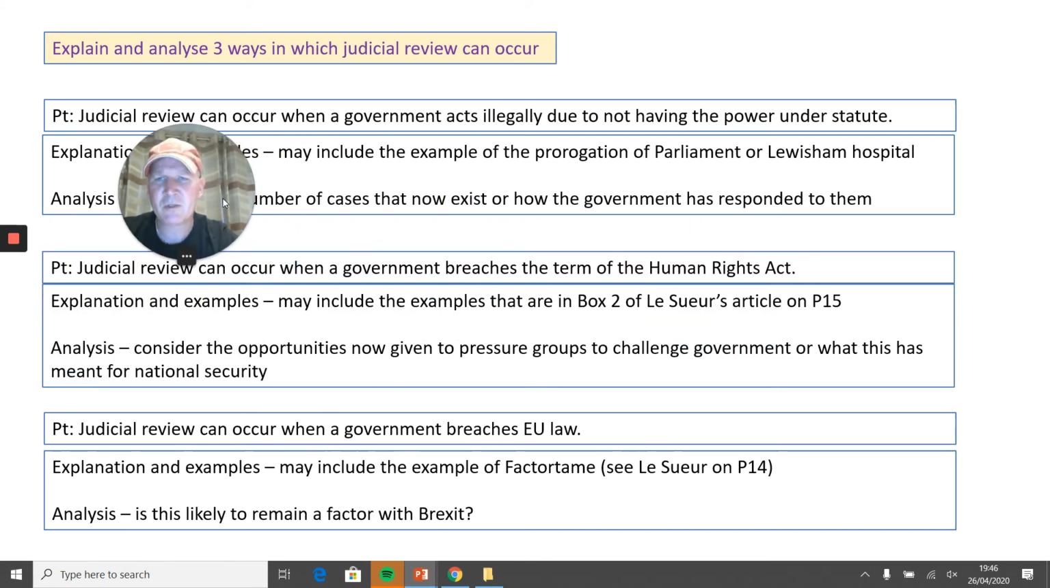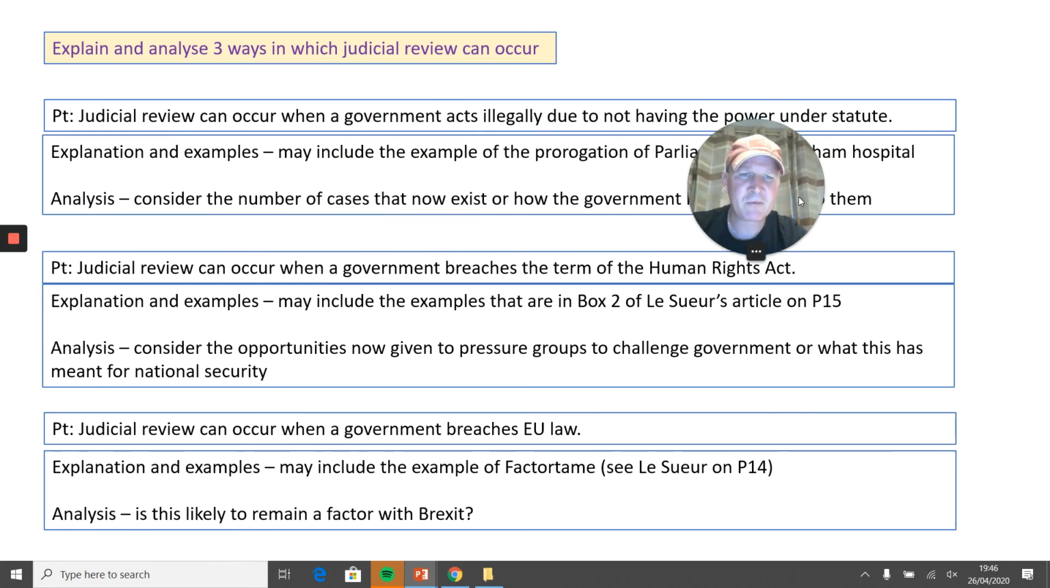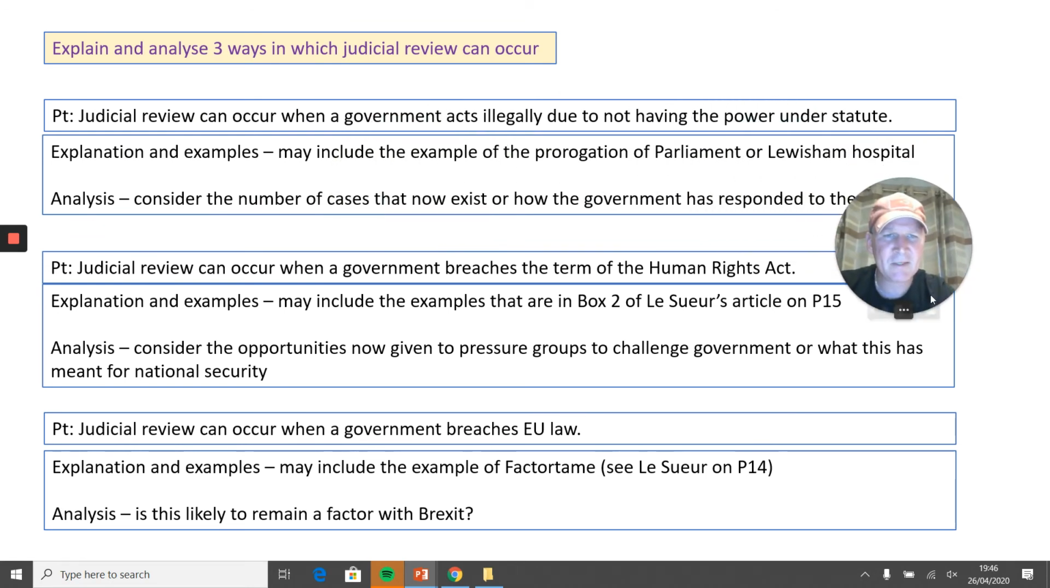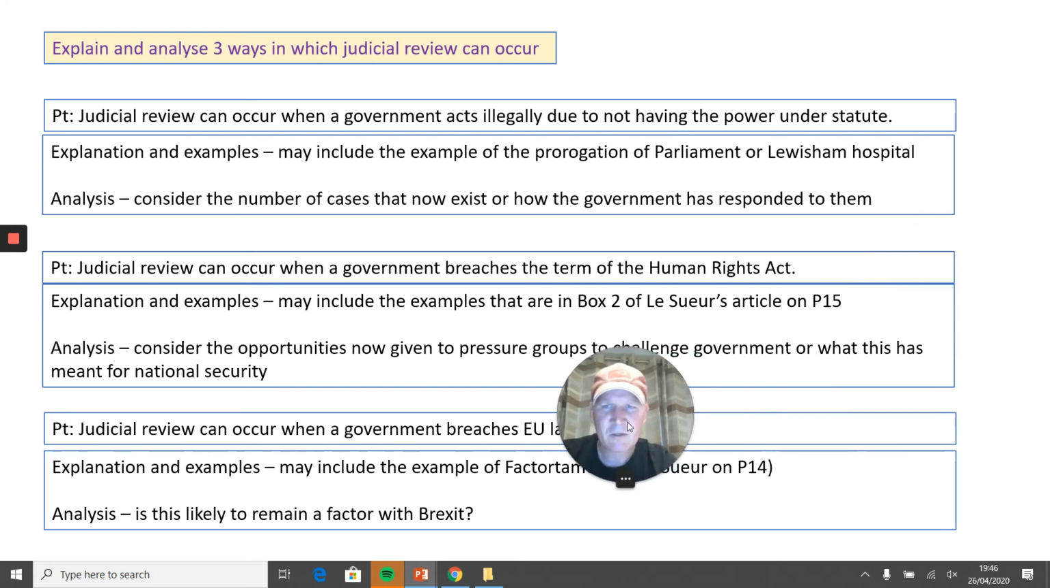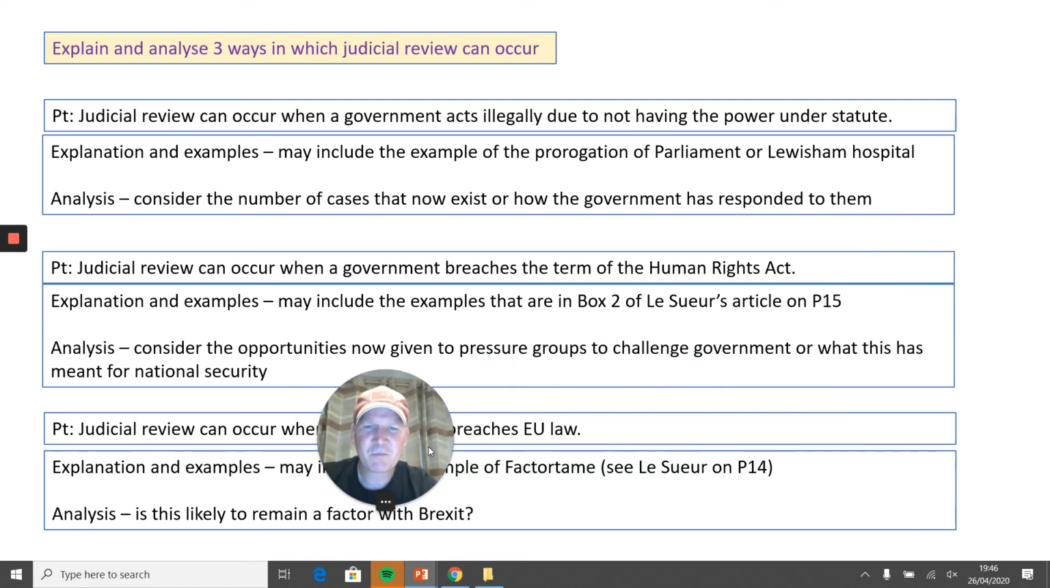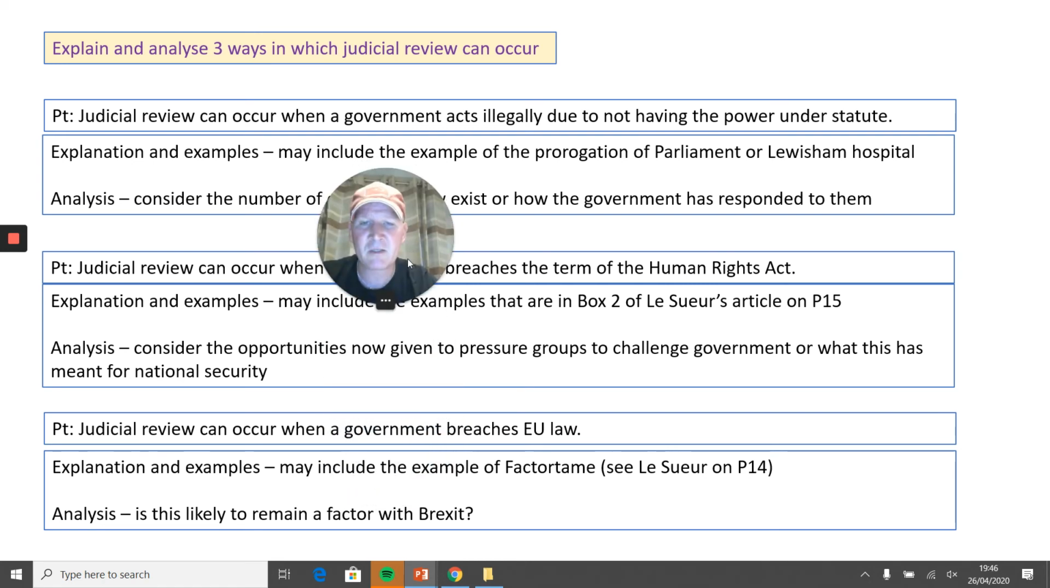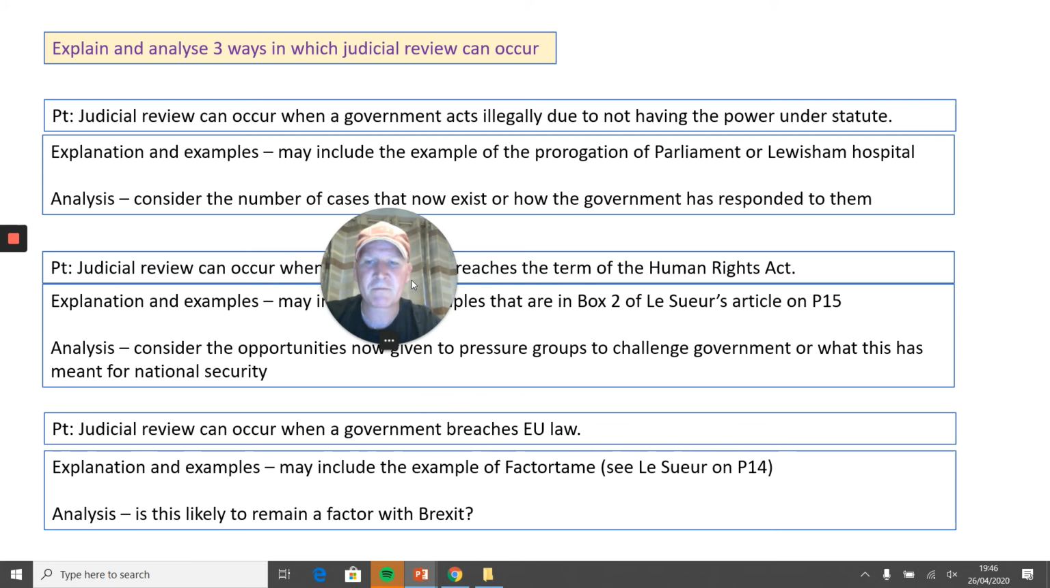Second point, judicial review now occurs because they breach the Human Rights Act. The best examples exist in box 2 of Lesueur's article on page 15. Your analysis is probably looking at the fact that this has become an increased area of judicial review because pressure groups now see it as an opportunity to protect individuals' rights. And that makes it difficult for the government. And of course, because they're trying to look after the nation's interests and national security, that now has to be balanced against individual protection of rights.